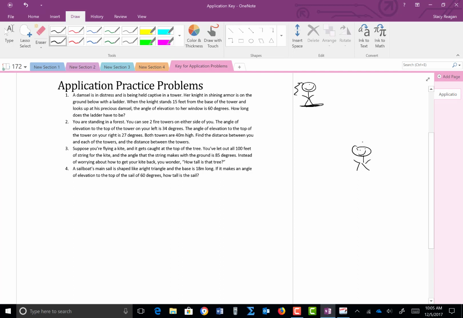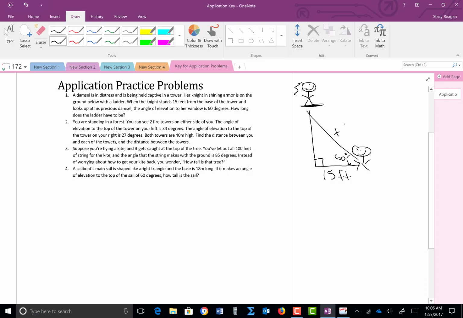He's got a ladder, and when the knight stands 15 feet from the base of the tower, so here's the tower, he's standing 15 feet from the base of the tower. We assume that the tower's straight, so it would form a right angle. He looks up at his precious damsel, and it says the angle of elevation to her window is 60 degrees. So here we have a 60-degree angle of elevation. How long does the ladder have to be?